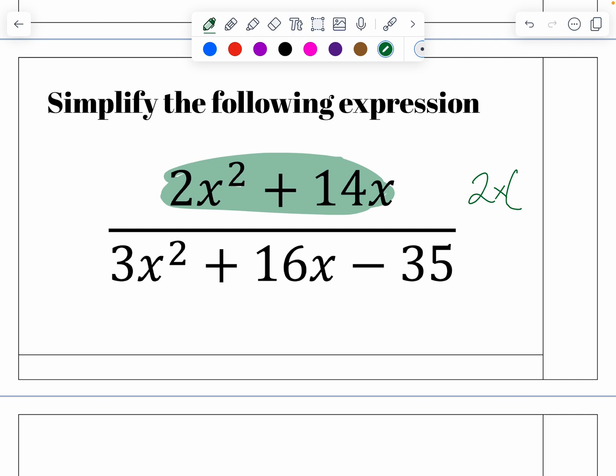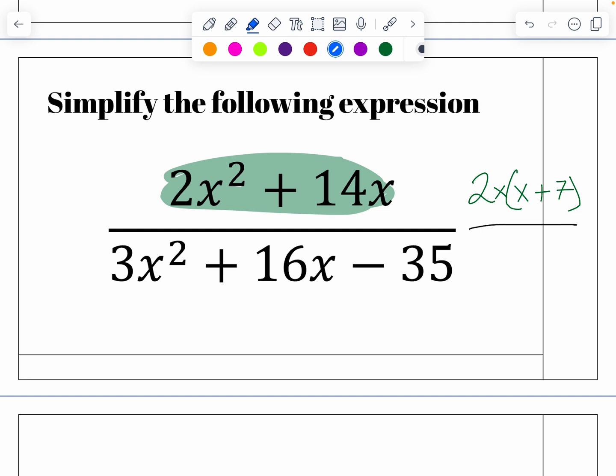So I'm left with 2x squared. I took out the 2, and I took out one of my x's, and I'm left with just a normal x left over. When I take out the 2 of the 14, I'm left with 7, because 14 divided by 2 is 7, so I have plus 7, and I took away this single x that I had a minute ago. So I'm just left with 2x plus 7, and that's my new numerator. Okay, so let's see if we get anything nice down in the denominator.